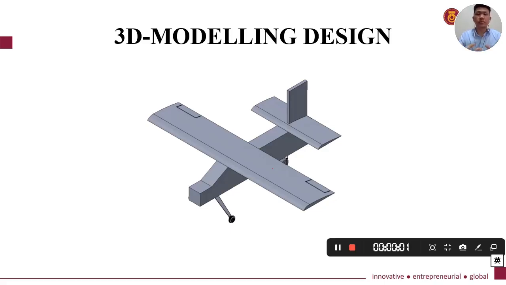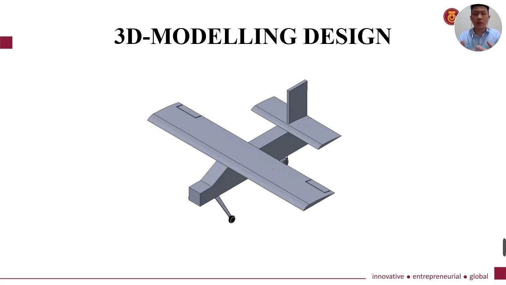Now let's see our 3D modeling of the design. First of all, you can see we designed the landing gear with 2 landing gear on the front and 1 landing gear at the back side. And we decided to use a rectangular wing and a top wing.